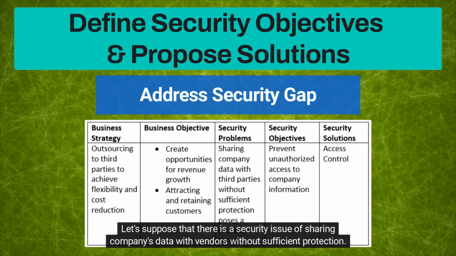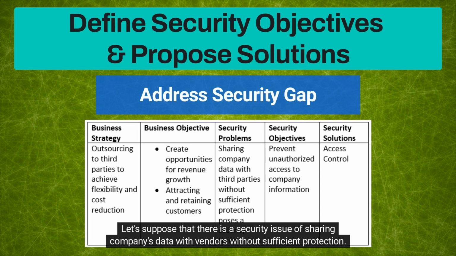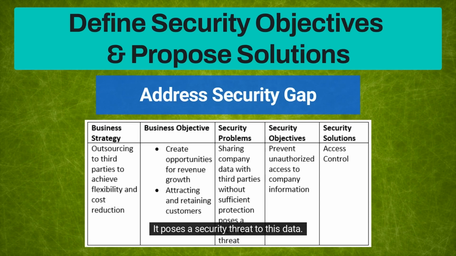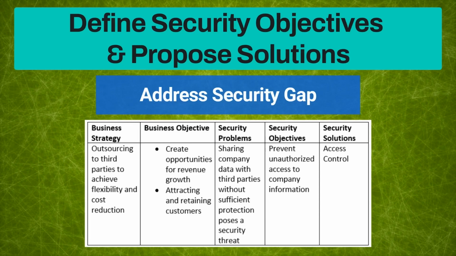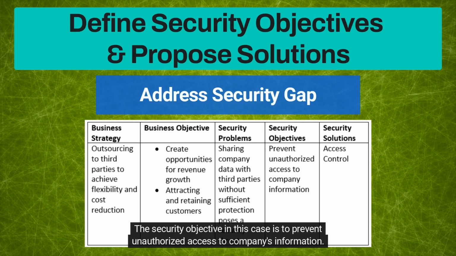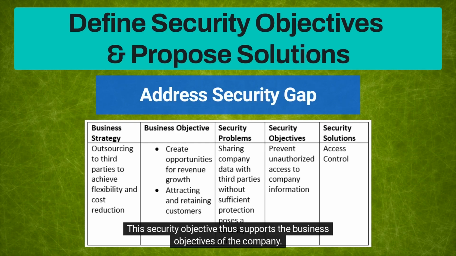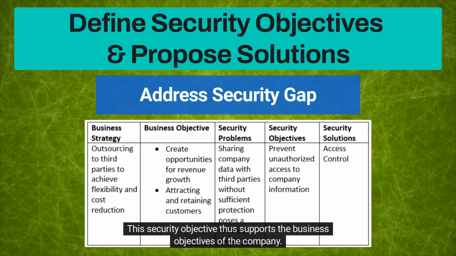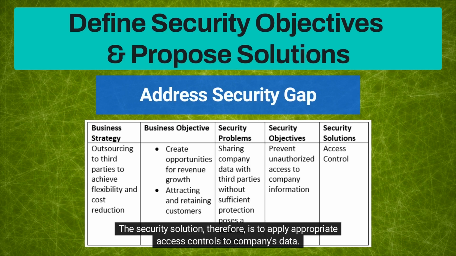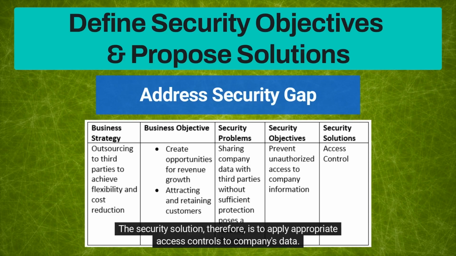Let's suppose that there is a security issue of sharing companies' data with vendors without sufficient protection. It poses a security threat to this data. The security objective in this case is to prevent unauthorized access to companies' information. This security objective thus supports the business objectives of the company. The security solution, therefore, is to apply appropriate access controls to companies' data.